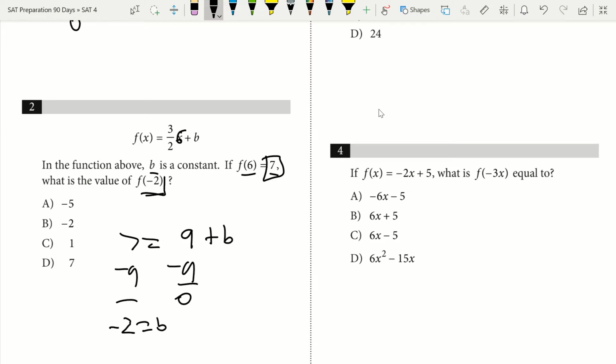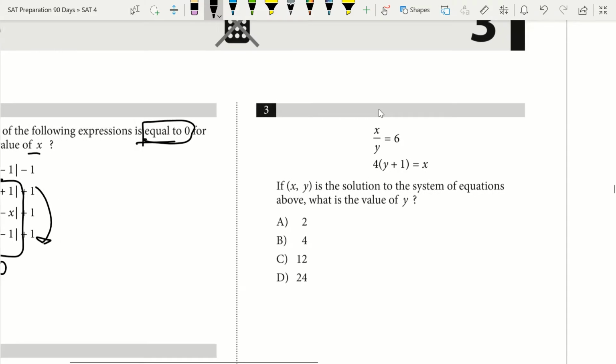I'm asked for f of negative 2. Okay, so B is incorrect. Keep in mind that that's an answer designed to distract you. So negative 2 is what I'm asked for here, f of negative 2. So I'm going to plug in negative 2 then for x. Okay, so I've got 3 over 2 times negative 2. I see that what's going to cancel there is my 2, so I'll have negative 3 then, and then I have plus b. I know b is negative 2, so then I know that's going to give me negative 5. Answer is going to be A.